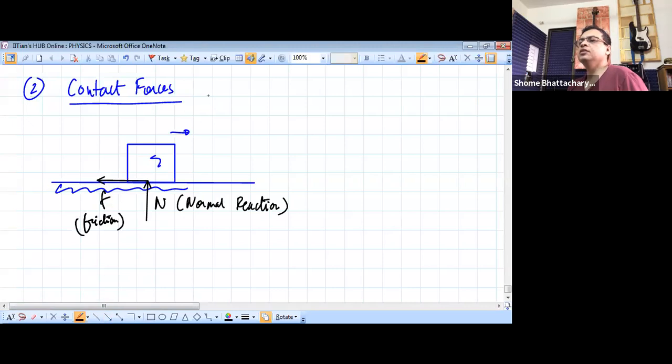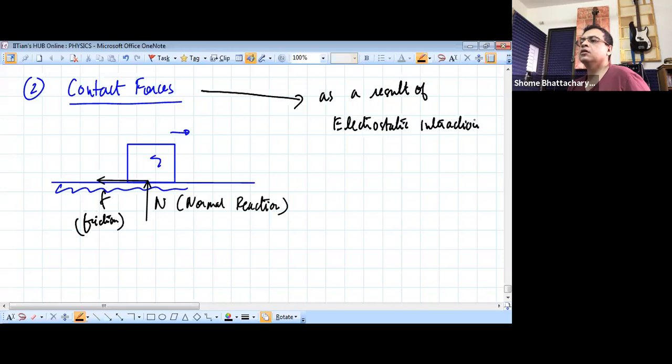Now, fundamentally, contact forces are because of what? Are they gravitational forces? No. They are interactions between molecules. So they are a result of the electrostatic interaction between the molecules and atoms at the surfaces of contact.